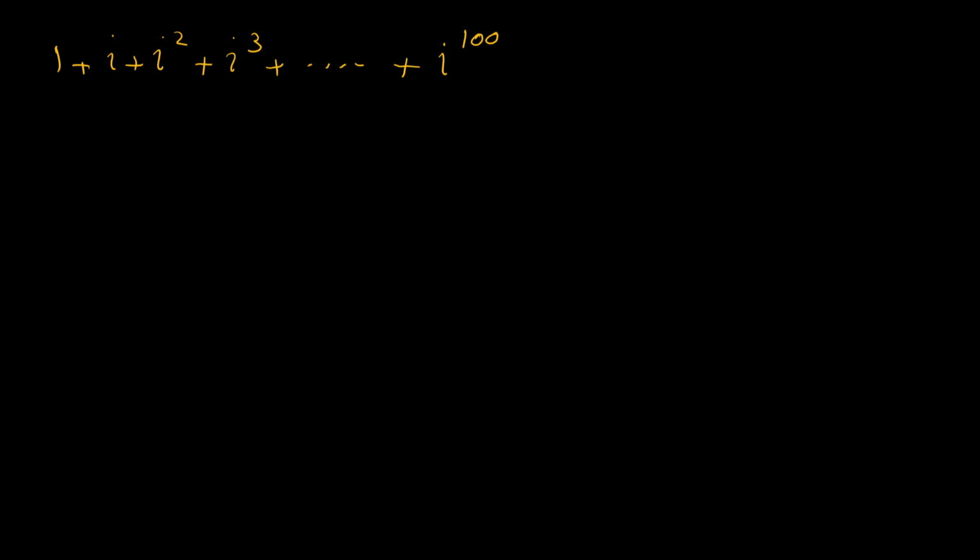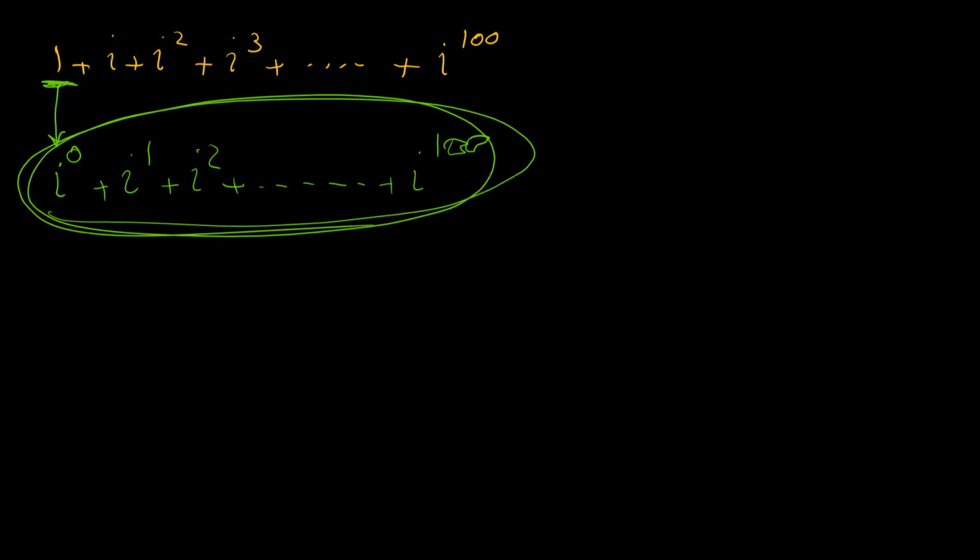Before we start, let me ask you a question. How many terms do we have in this sum? 10 terms, 20, 100, or even more? Please pay attention. The first term is 1, which you can consider as I to the 0. Then we have I to the 1 plus I to the 2 up to I to the 100. So how many terms in total do we have in this sum? Is it 100 or 101?